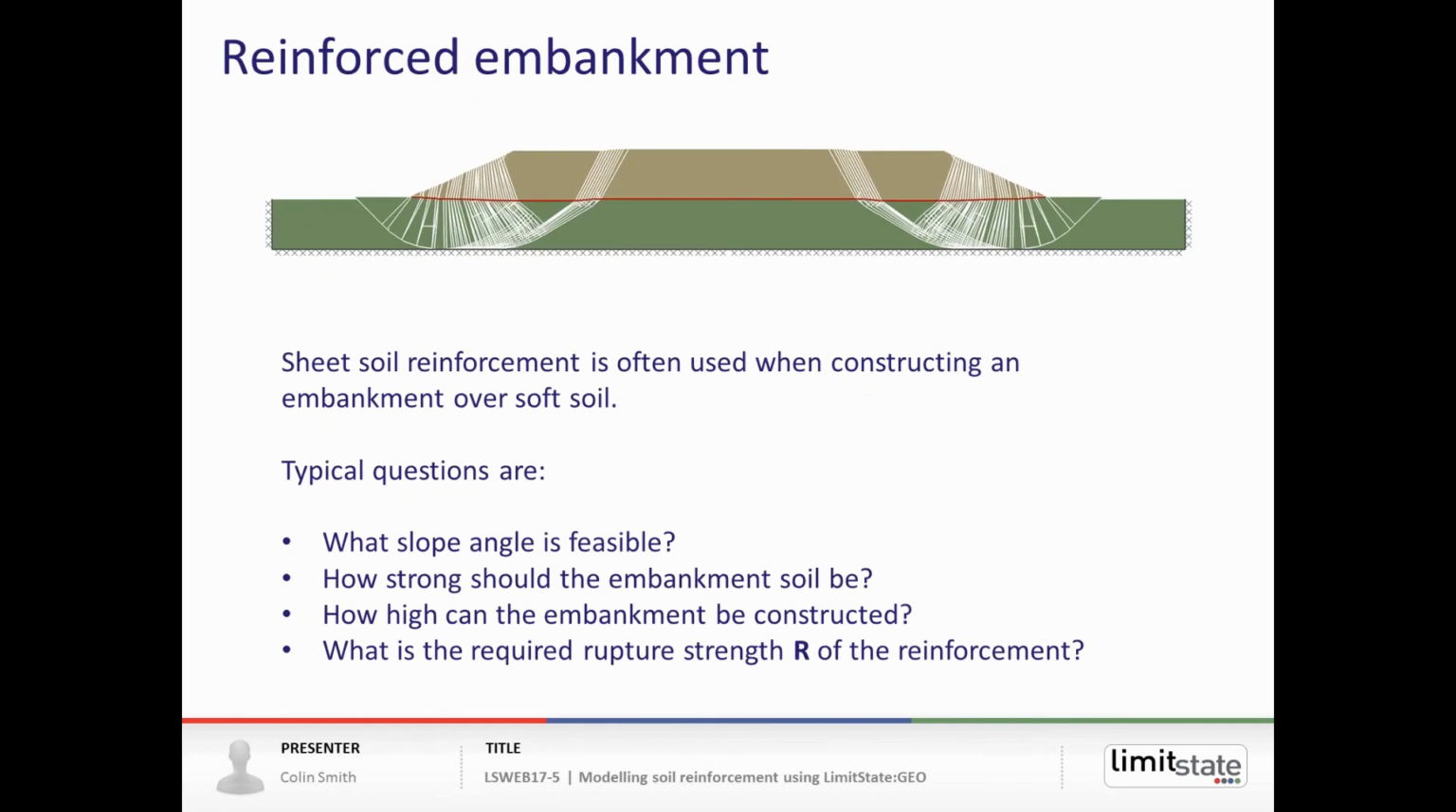So we'll look at a reinforced embankment. So this is one sheet of reinforcement separating our embankment over a layer of soft soil. And the sort of questions you might ask are what kind of slope angles are feasible at the side? How strong should that embankment soil be? How high can we build the embankment? And what's the required rupture strength of the reinforcement?